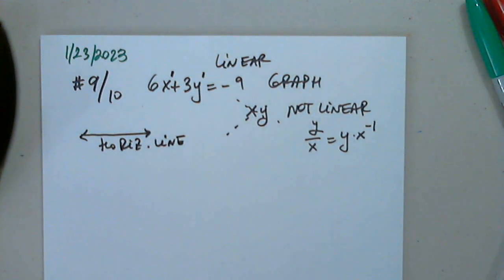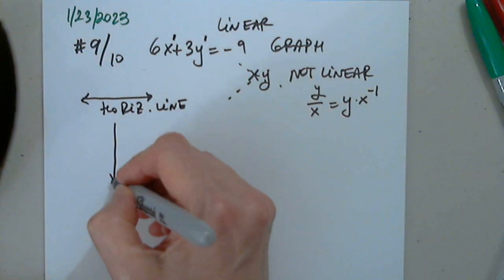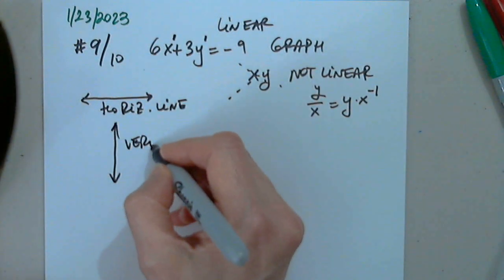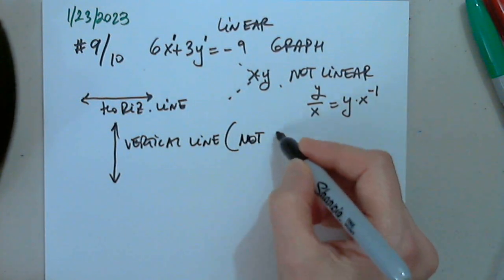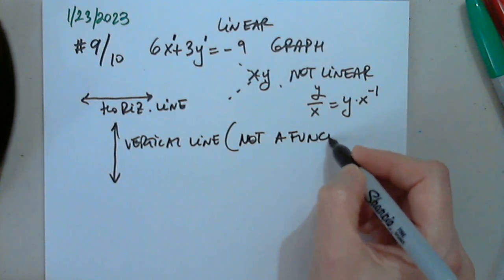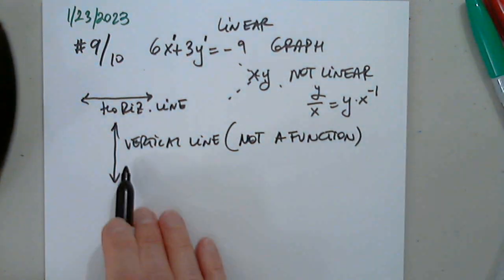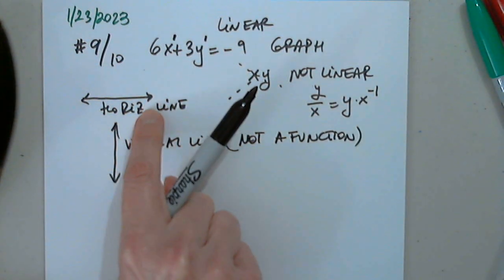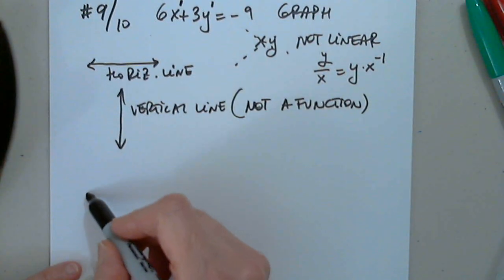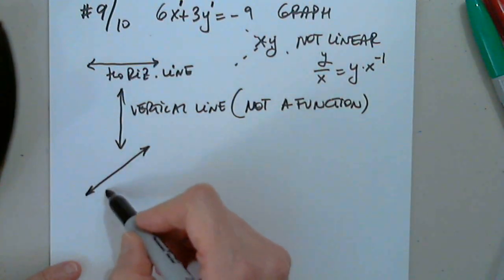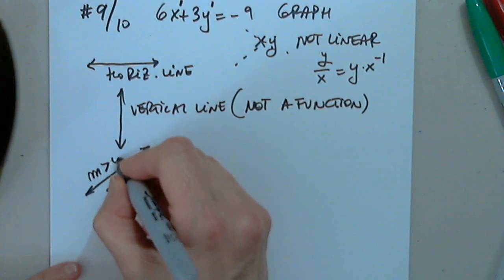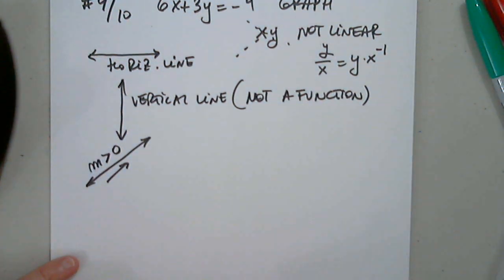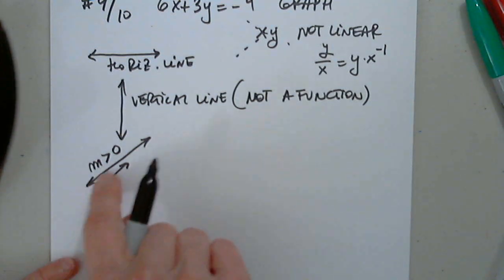line. We mean this one, which is vertical, but it's not a function. This is not a function. This one is a function. And the other two options are increasing, we say, from left to right, where the slope is positive. It's increasing from left to right.